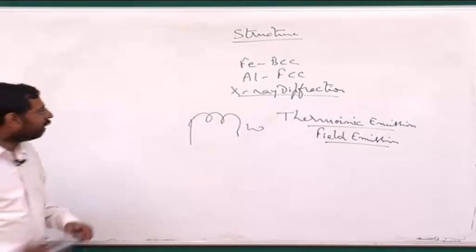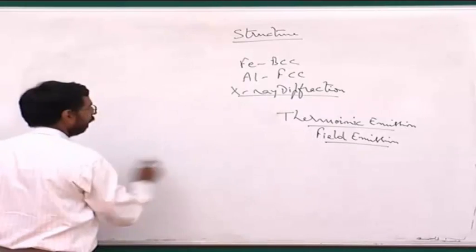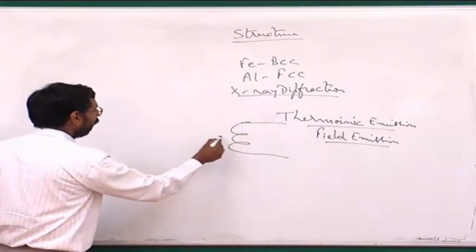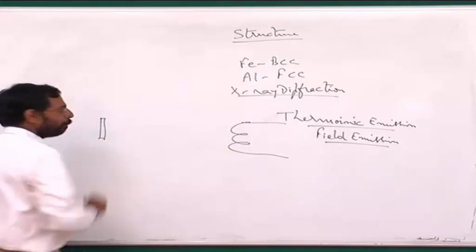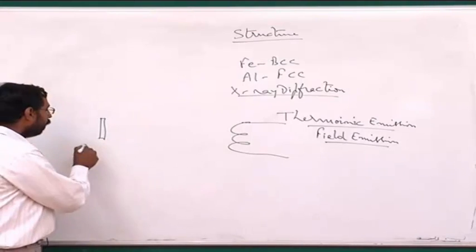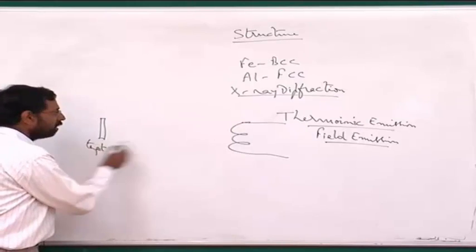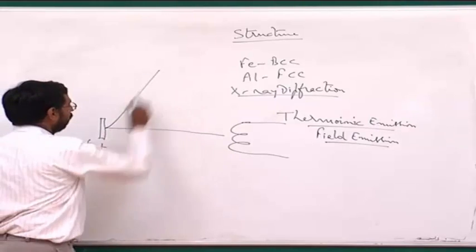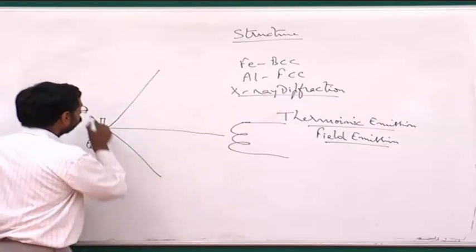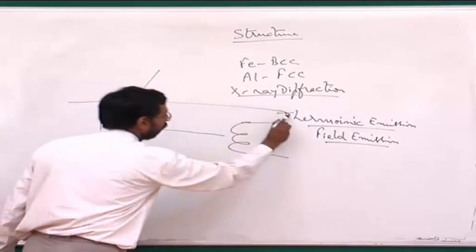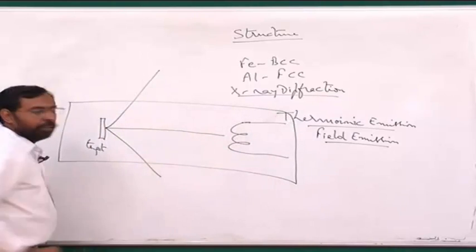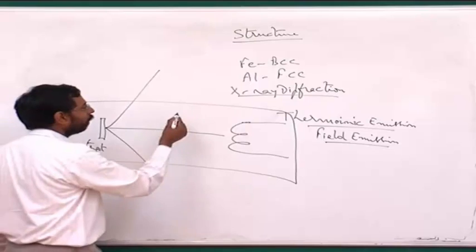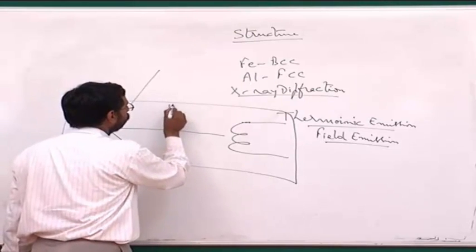So what they do is they take a filament of tungsten and allow the electrons to fall on a sample, which we call a target. And once the electrons fall on this, X-rays are generated, and these X-rays are collected through this whole thing, because electrons get scattered away if you just keep it in an open atmosphere. The whole thing is kept in a vacuum, and this is what is usually called a vacuum tube.